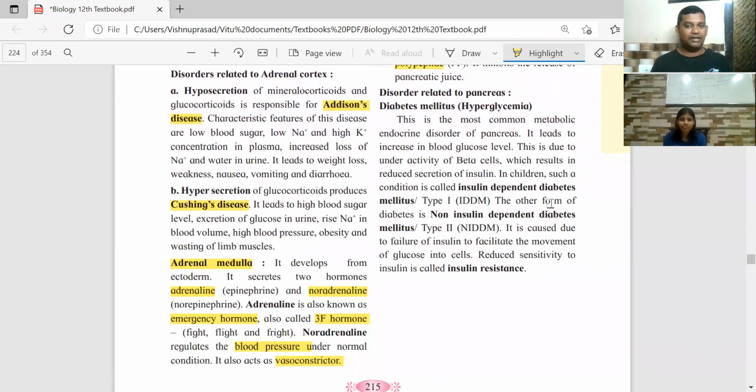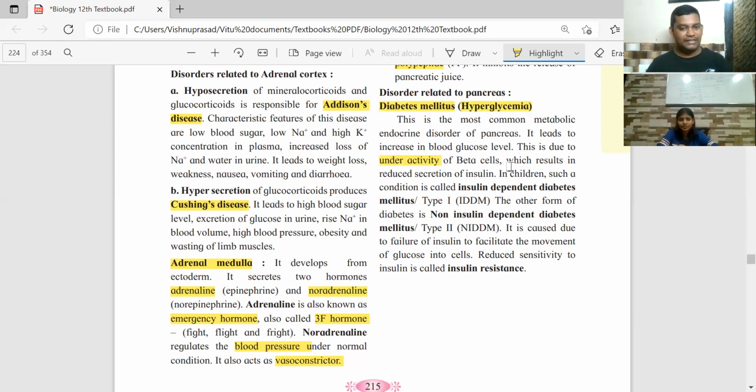Clear. Now talking about the disorders, diabetes mellitus. This is the diabetes that we normally know. It is called hyperglycemia, excessive sugar in the blood. It is the most common metabolic endocrine disorder associated with the pancreas. There is underactivity or deficient activity of the beta cells, because beta cells produce insulin, and insulin keeps glucose reduced, and that has decreased.